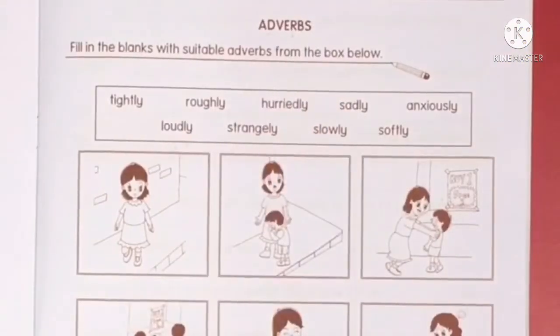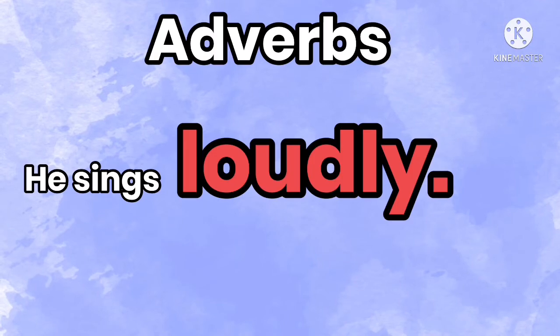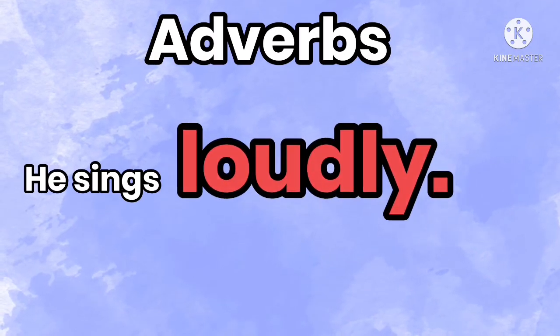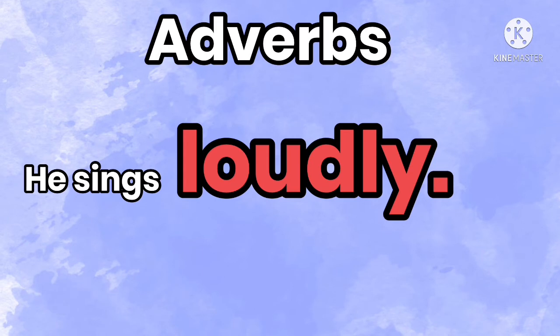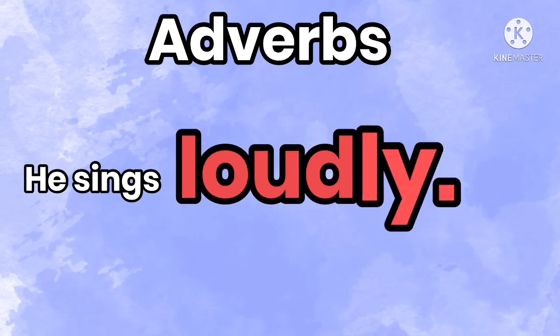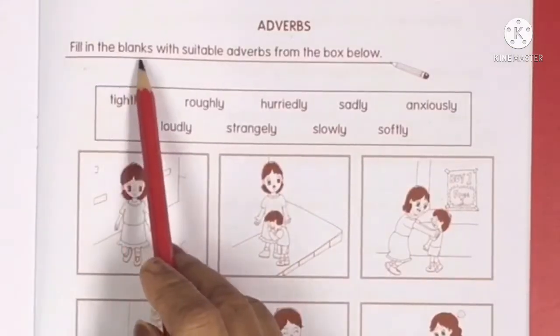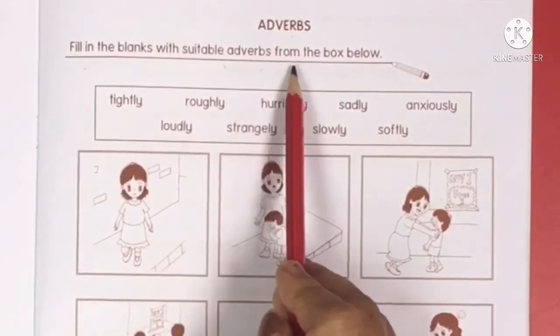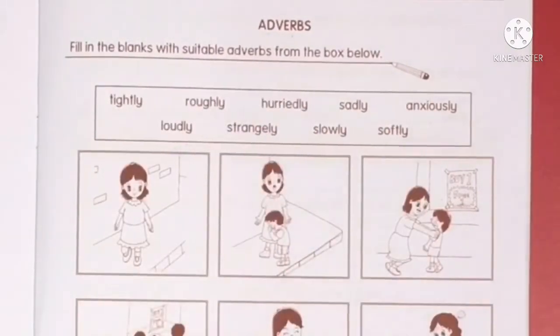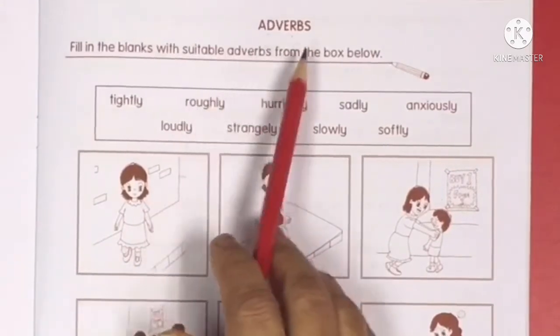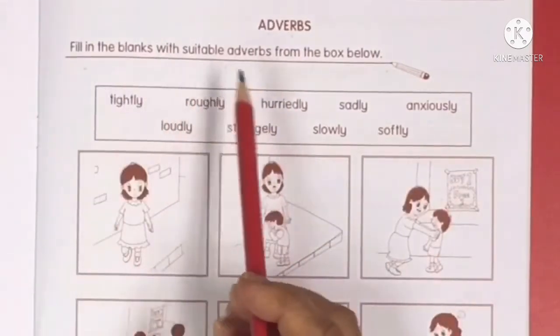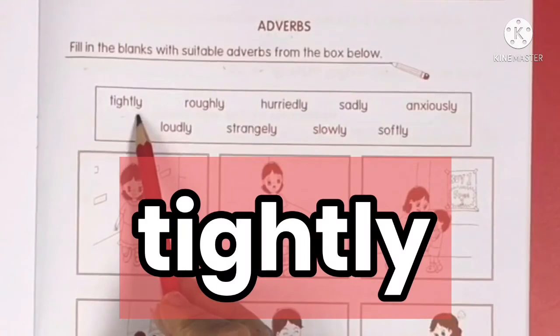Now children, the next topic is adverbs. Now an adverb describes a verb. Example, he sings loudly. The word loudly is an adverb, and adverbs often end in ly. Now fill in the blanks with the suitable adverbs from the box below. Now before we do the exercise, let me explain the meanings of the words that we are going to use to complete the blanks. Now number 1, tightly.